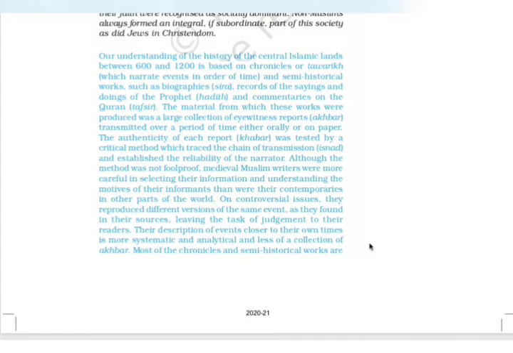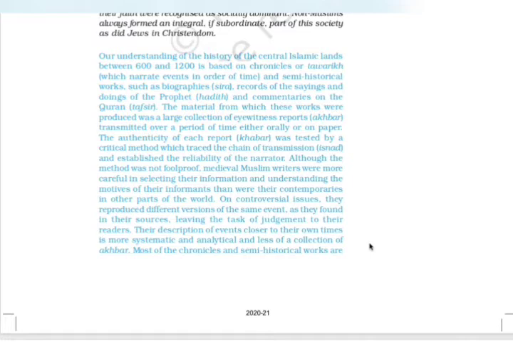The material from which these works were produced was a large collection of eyewitness reports, akhbar, transmitted over a period of time either orally or on paper. The authenticity of each report, khabar, was tested by a critical method which traced the chain of transmission, isnad, and established the reliability of the narrator.